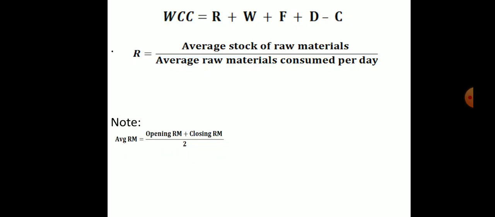I have taken a short form, because while writing your notes, write the full form. Don't use short forms, okay, students? So average stock of raw material is equal to opening stock of raw material plus closing stock of raw material divided by 2. So this is the formula for calculating average stock of raw material.